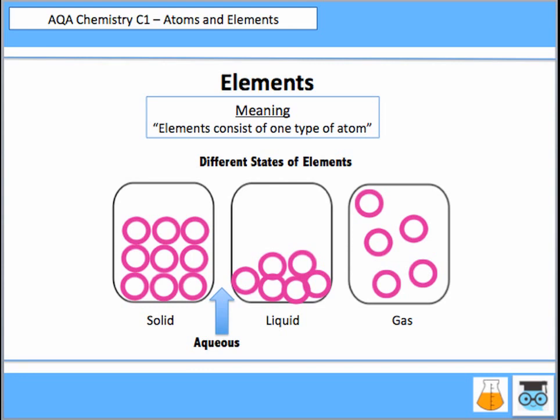Now I'm going to go into the different states of elements, because why not? For GCSE you need to know solids, liquids and gases. You also need to know what aqueous means. This is a mixture between a solid and a liquid, like toothpaste, because it has stronger molecular forces than liquids, but weaker forces than solids.